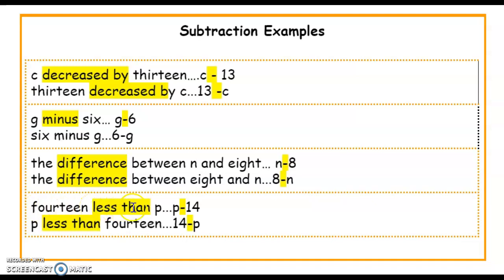14 less than P. So P would be our minuend, or our starting point. We don't know what P is, but whatever P is, it's 14 less than whatever P happens to be. The same thing with the subtraction for the next one. Less than means to subtract. So P less than 14. So whatever P happens to be, it's going to be less than 14.